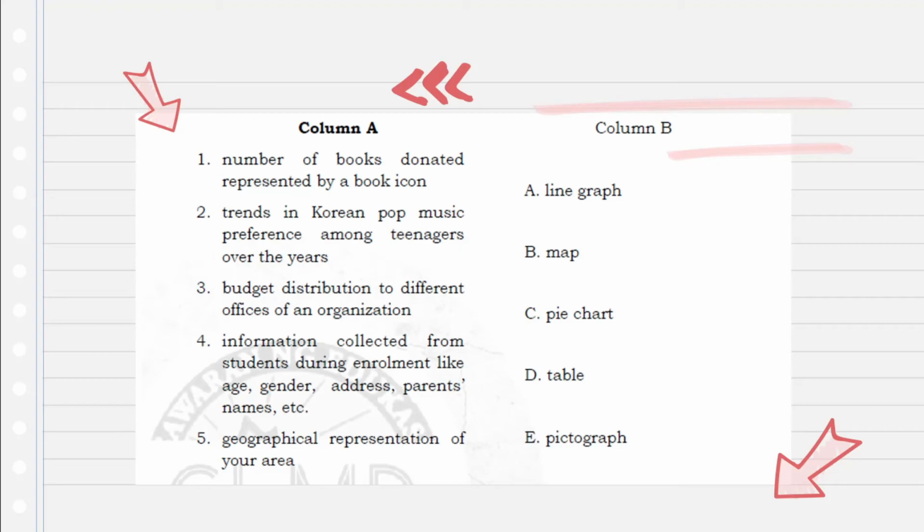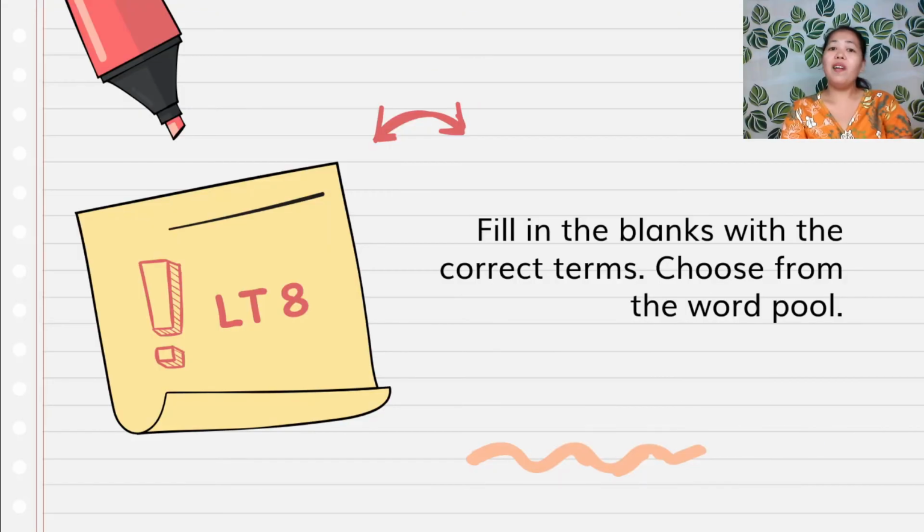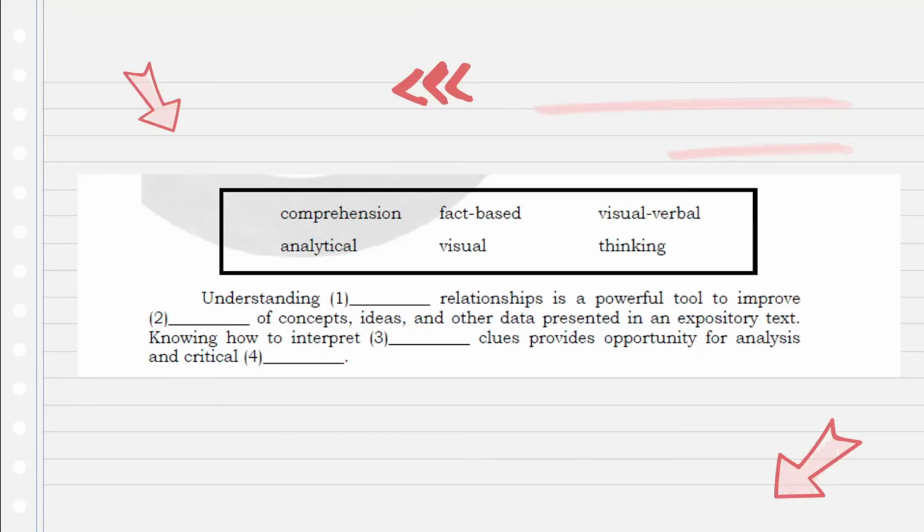Now let's move on with the choices in column B. A. We have the line graph. B. Map. C. Pie chart. D. Table. And for letter E, we have pictograph. Okay, let's do another task, the learning task A. Fill in the blanks with the correct terms. Choose from the word pool. Okay, let's have the words in the word pool. We have comprehension, fact-based, visual verbal, analytical, visual, and thinking.